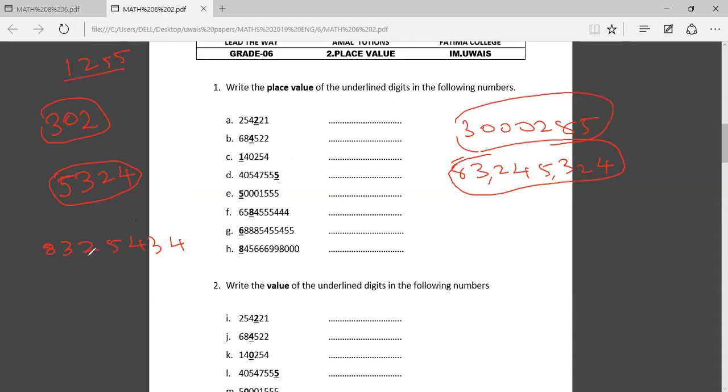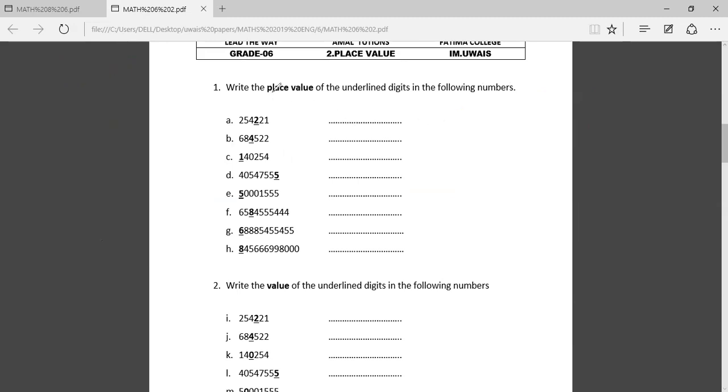Reading big numbers is difficult. So I will explain how to read them easily. Okay, I will explain how to read a number. Right, now let's do the first question.